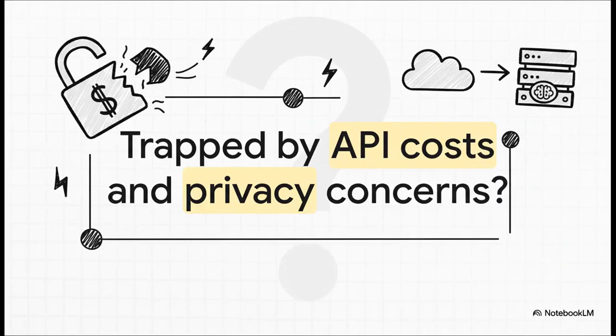All right, let's set the scene, because I know a lot of you have been here. You build this amazing app using a slick API like OpenAI. Everything's working great, but then you check the bill. Oof. Or maybe users start asking, hey, where's my data actually going? And suddenly you feel kind of trapped.